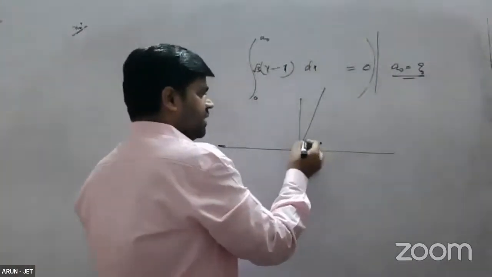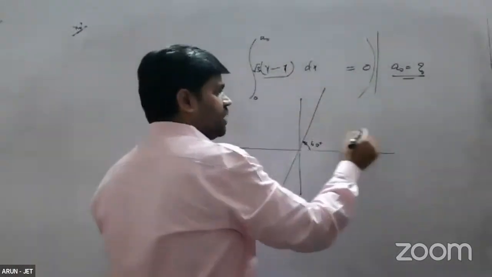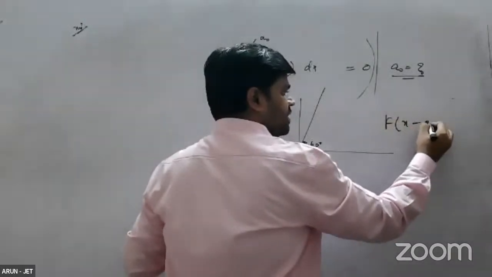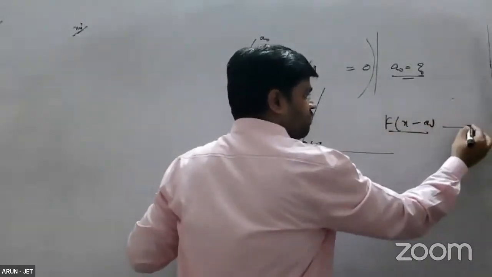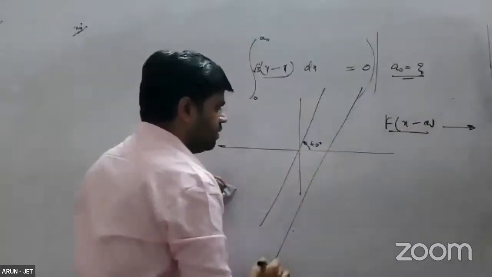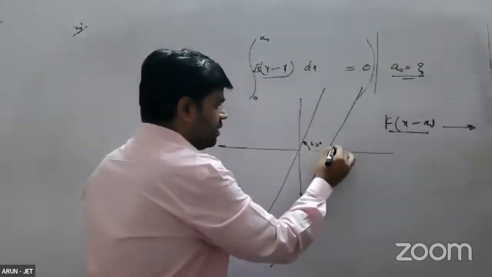All right. So this is 60 degrees. Root 3 into x minus a. So what is f of x minus a? I push the graph towards the right by 1 unit. So I get this graph shifted by 1 unit.